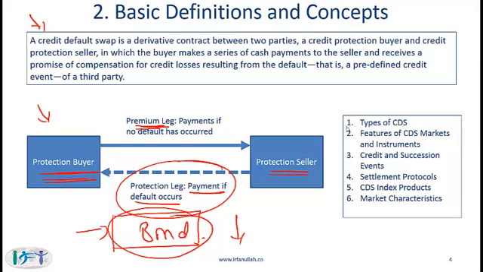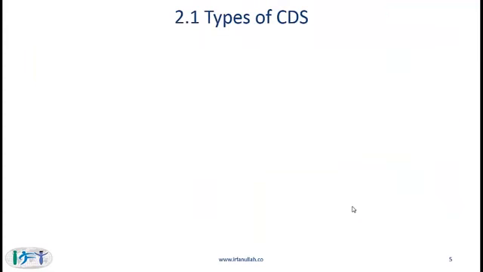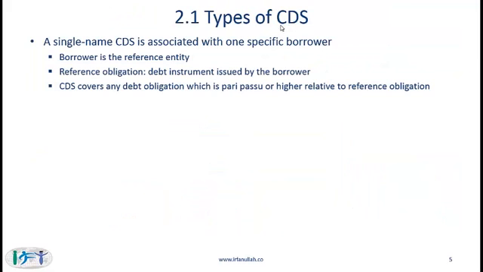In section 2, there are several subsections. We'll talk about the different types of credit default swaps, features of the CDS market. We'll talk about credit and succession events. Here I briefly alluded to a credit event, but we'll get into more detail. Then the settlement protocols. So how do we settle over here? In case there is a default, what is the settlement process? We'll talk about CDS index products, and finally market characteristics. Let's start with the different types of credit default swaps.